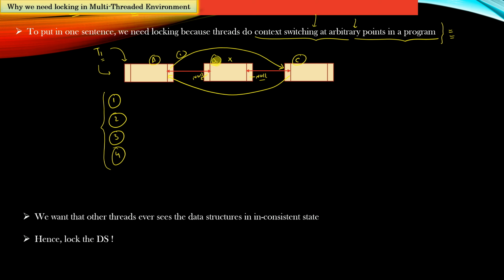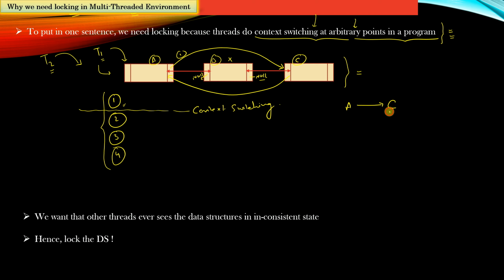Now consider a situation where, at the time when thread T1 has completed operation number 1, context switching happens. That is, thread T1 performed only operation number 1, and before it could perform operations 2, 3 and 4, context switching happens, and instead of thread T1, thread T2 comes into the system. That is, it is loaded on the CPU. To thread T2, this doubly linked list would appear as follows. Node A is connected to node C. This is immediately after thread T1 performed operation 1 and the context switching triggered.